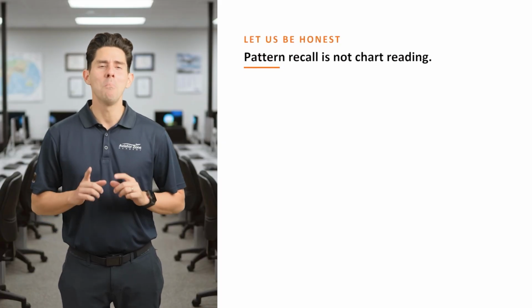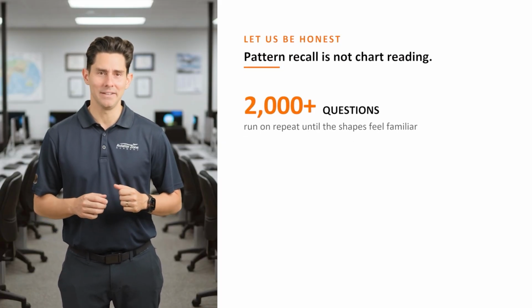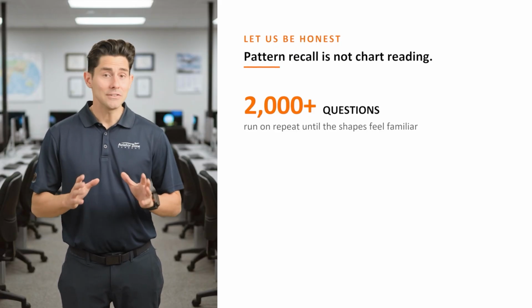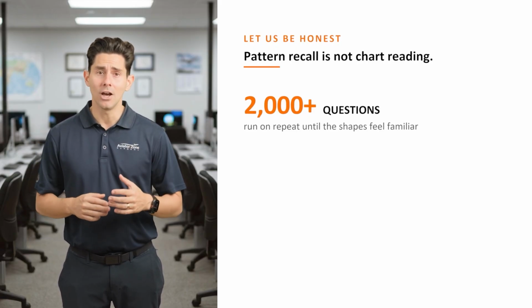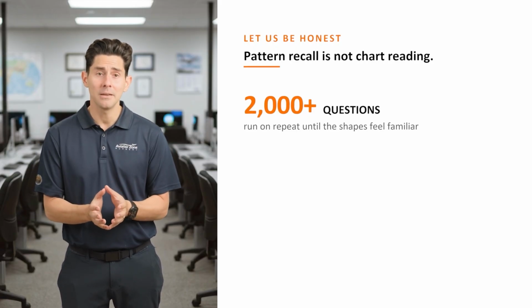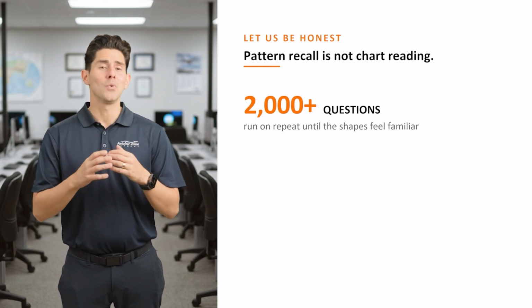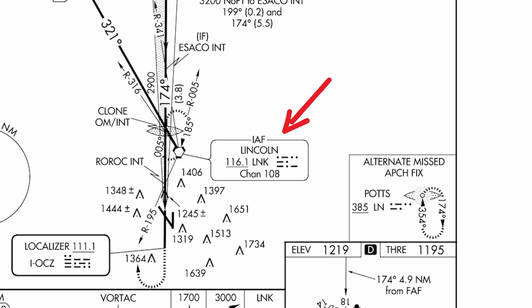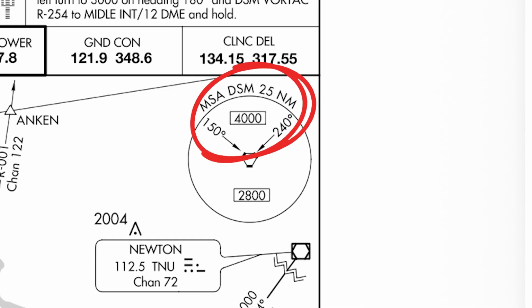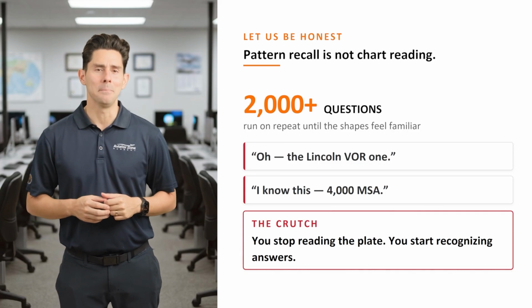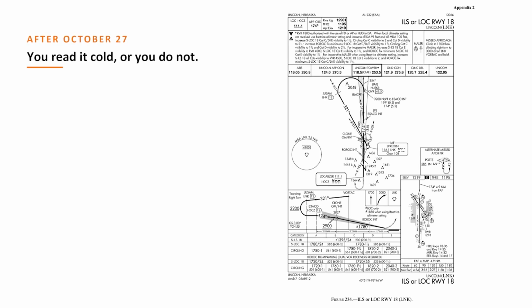Let's be honest about how most people actually pass the instrument written test. They run a question bank, 2000 questions over and over again until the shape of the question is familiar to them. You stop reading the plate, you start to recognize the answers. Oh, this is the Lincoln VOR one, or hey, I know this is 4000 MSA. You start to build that memory and you're not interpreting the chart itself, you're just recalling a pattern. And that's the crutch. Now, on October 27th, that crutch is gone.